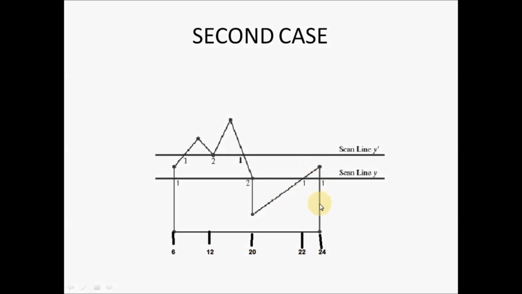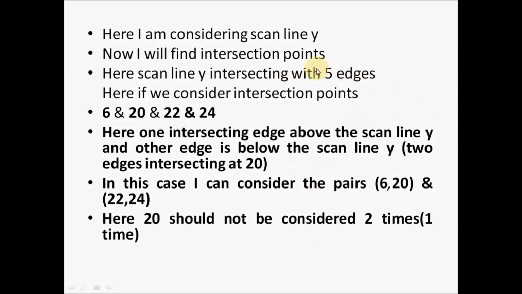So total how many edges? 2 plus 1 is 3, 3 plus 1 is 4, 4 plus 1 is 5. Here 2 plus 1 is 3, 3 plus 1 is 4. So in the first case only 4 edges. But here in the second case how many edges are intersecting with the scan line? 5 edges. In the second case 5 edges are intersecting with the scan line. But you can observe one thing. For making pairs I need only 4 points.